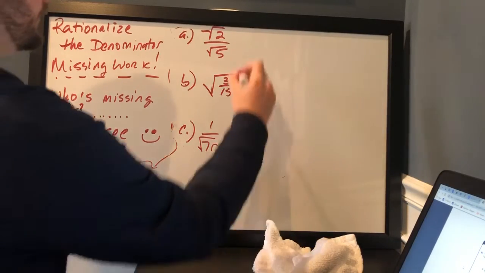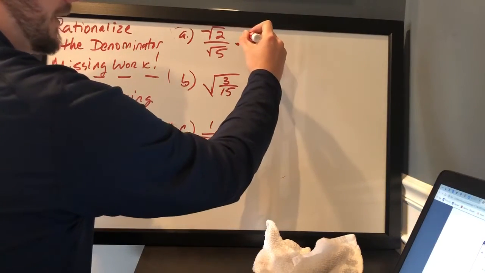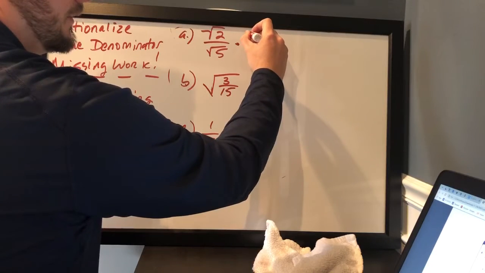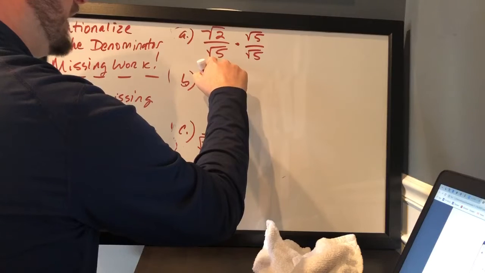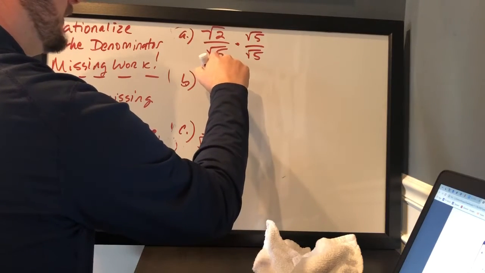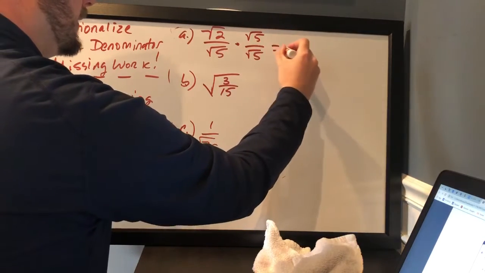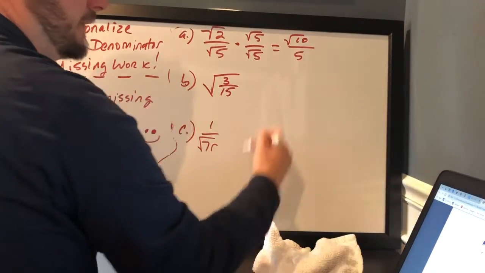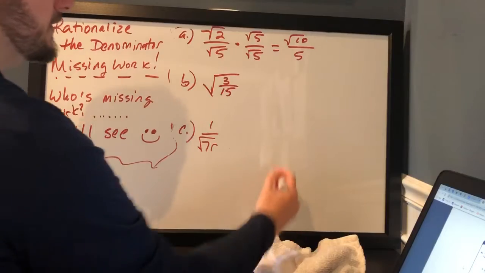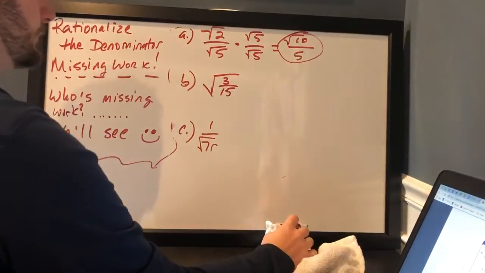Okay. All right, so for this one, we're going to multiply by square root of 5. Because remember, we want to get whatever's down here away from there, right? So we're going to multiply everything by this, top and bottom. So we get the square root of 10 over 5, okay? Nothing else we can do to simplify it, so there's your final answer.